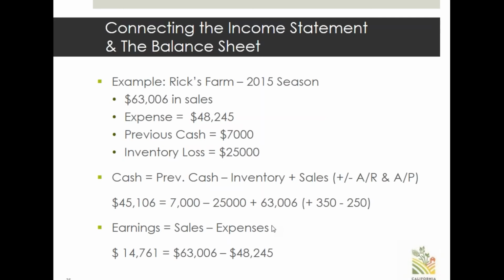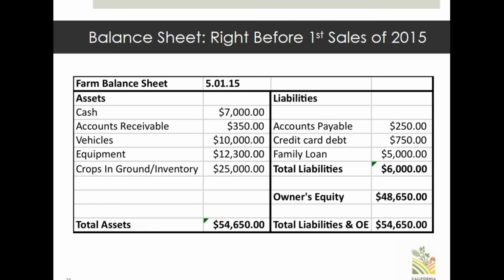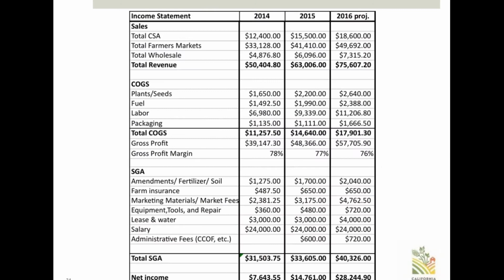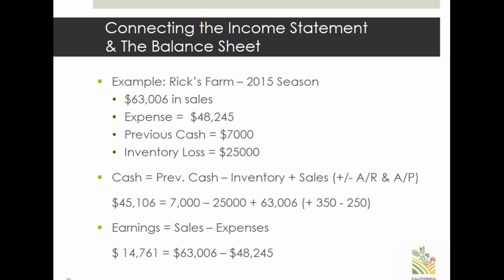So just to give you a sense of how you connect the income statement and the balance sheet, what we showed you before was he had $7,000 in cash, and this is how his balance sheet was before he started to generate income. So to see how you connect the balance sheet with the income statement, remember he had $63,006 in sales. His COGS and SG&A combined was $48,245. His previous cash was $7,000, and he had $25,000 in inventory that he harvested during the rest of the year.